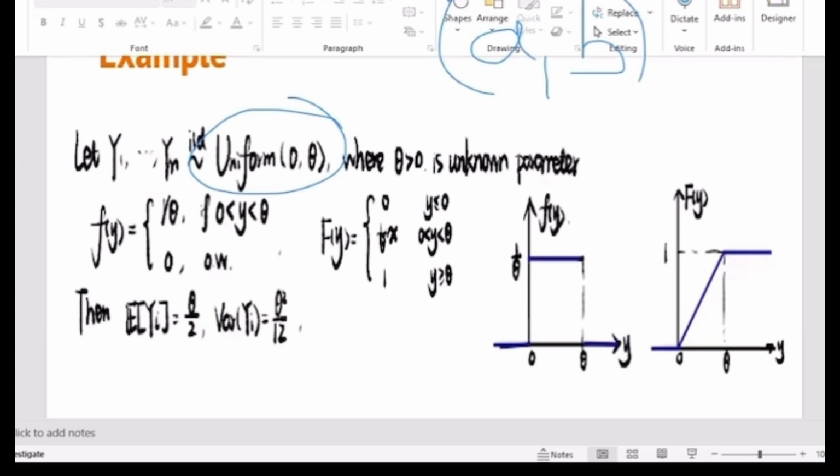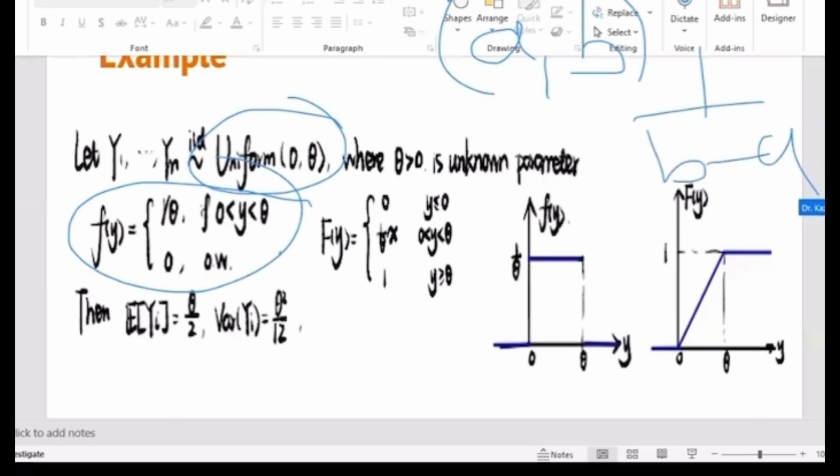The parameter that is unknown needs to be estimated. Now, this is the distribution. The f of y equals 1 over theta. Don't forget what you've done before is 1 over b minus a, right? 1 over theta minus 0. That's going to be 1 over theta. That's why the density function is 1 over theta.